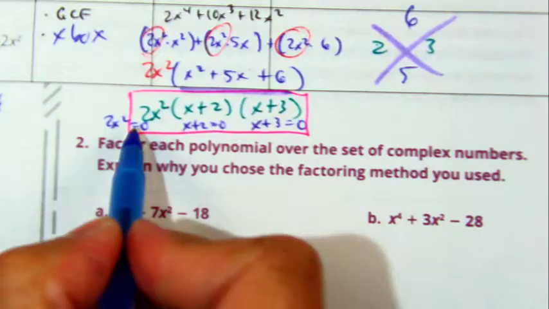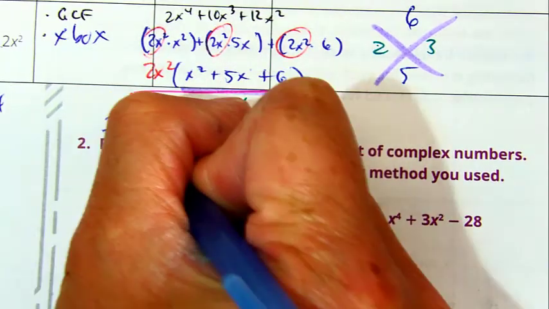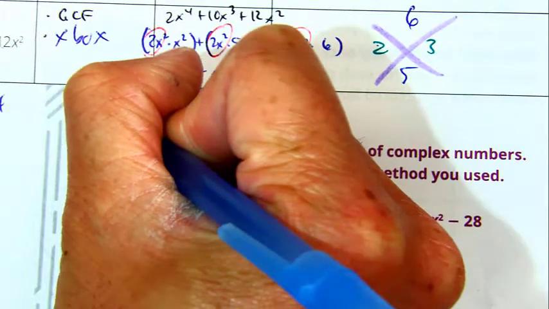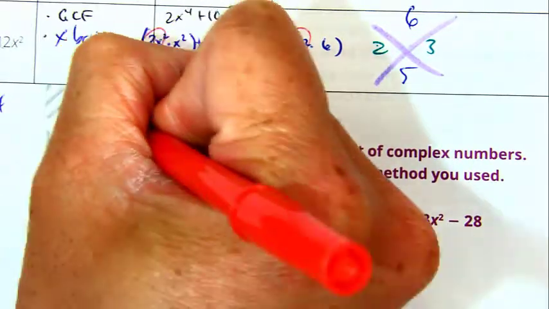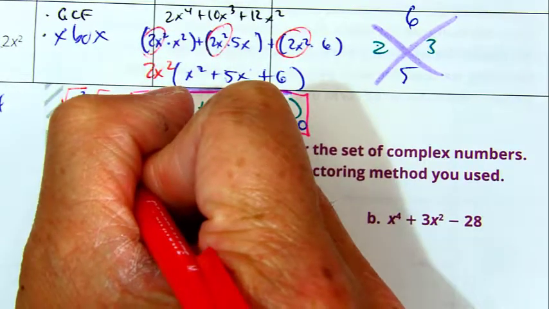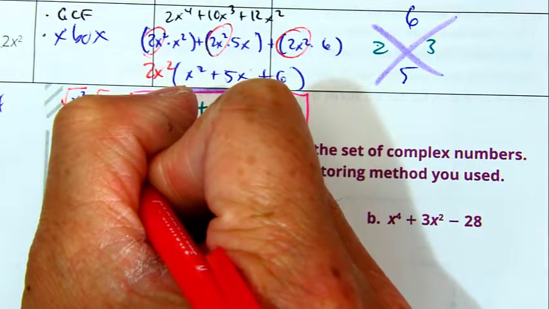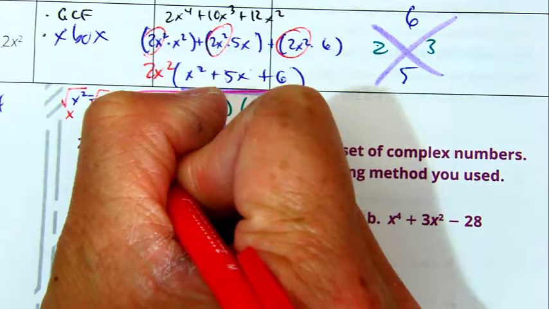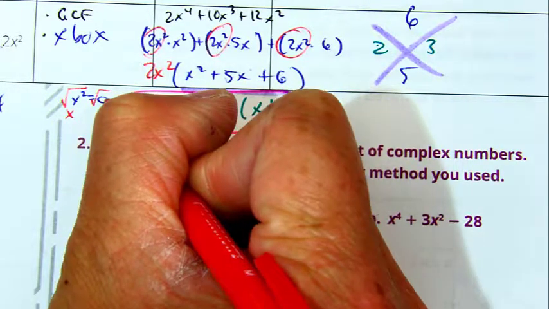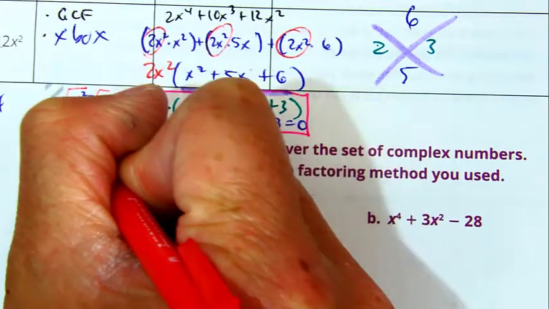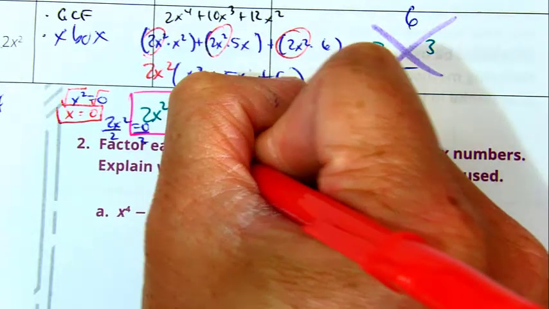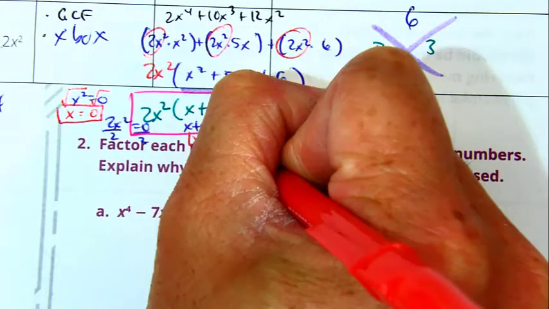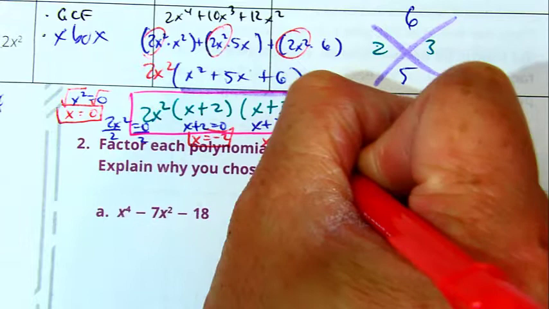For the first one over here, I'm going to divide it by 2, and now I'm left with x squared equals 0. If I take the square root of x squared, 2 identical terms that multiply to be x squared, that is just x, and the square root of 0 is 0. 2 identical numbers that multiply to be 0 is 0. I'm going to subtract 2 on both sides. I get x equals negative 2. Subtract 3, x equals negative 3.